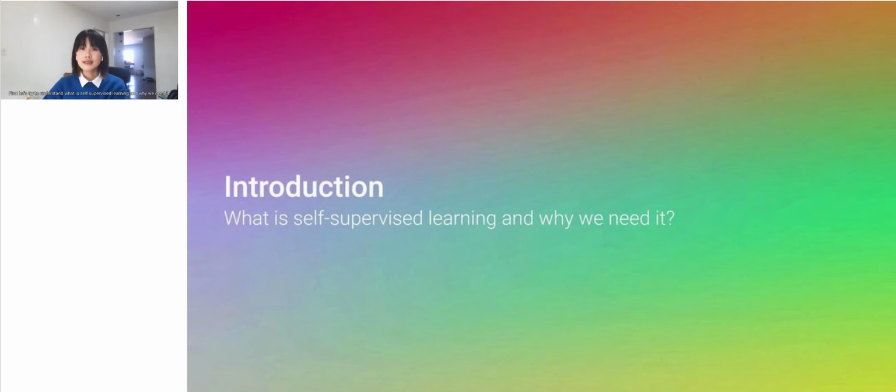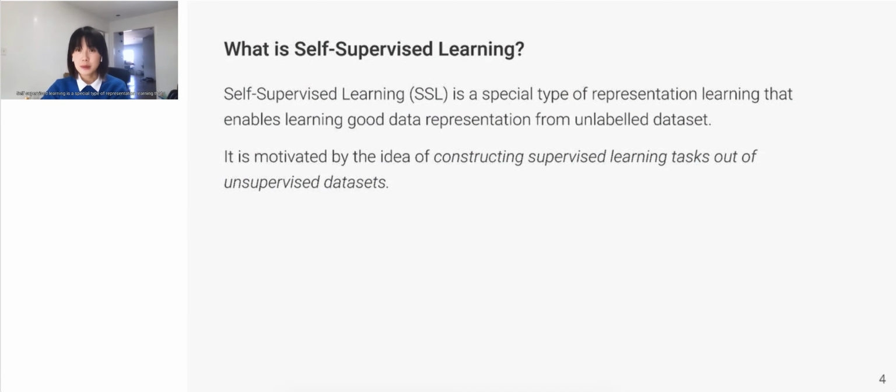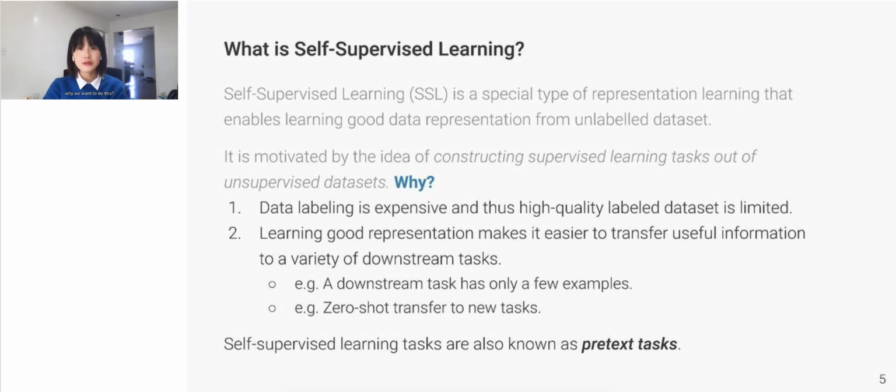Okay, first, let's try to understand what is self-supervised learning and why we need it. Self-supervised learning is a special type of representation learning that enables learning good data representation from unlabeled datasets. It is set up in a fairly smart way such that we can use a supervised learning objective using only the unsupervised data. Okay, but why do we need it? Why do we want to do this? The motivation is quite straightforward.